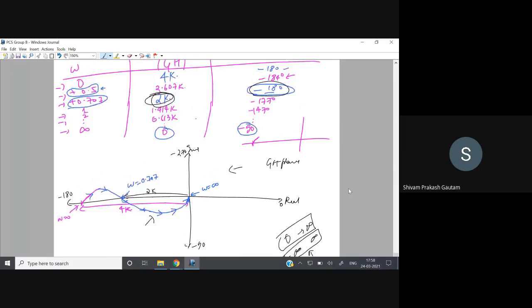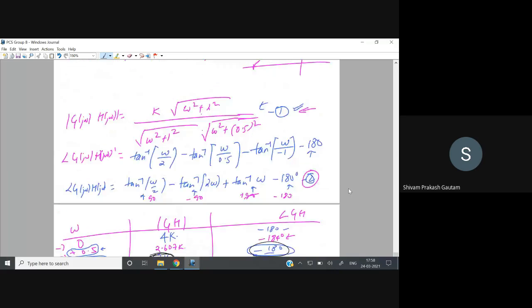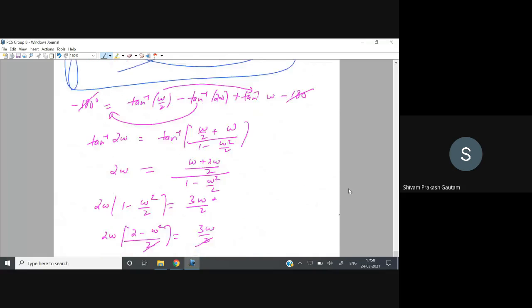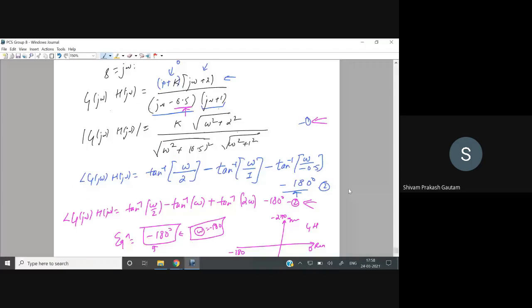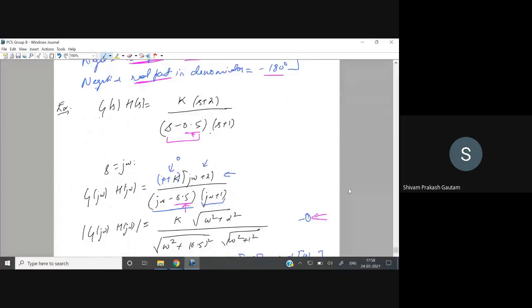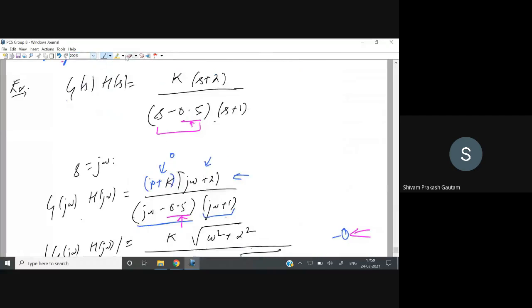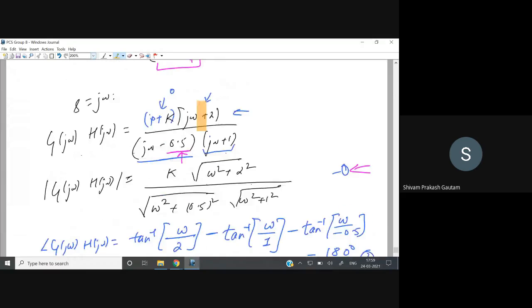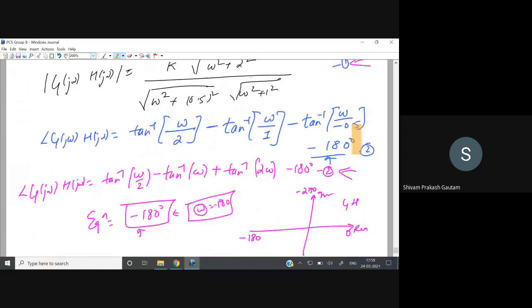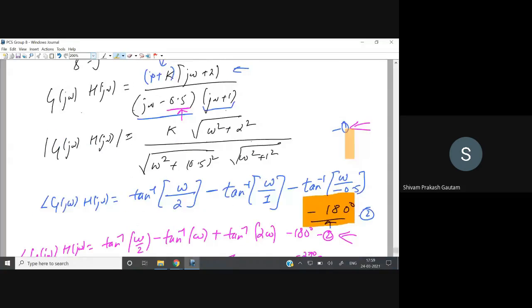If you want to see what we have seen in today's lecture, from here we have started. So this was our first example, and we say that we are having negative real part, that too in the denominator. So that is why we have to subtract minus 180 degree from the final phase expression. So this is a very important adjustment that you have to follow, right?